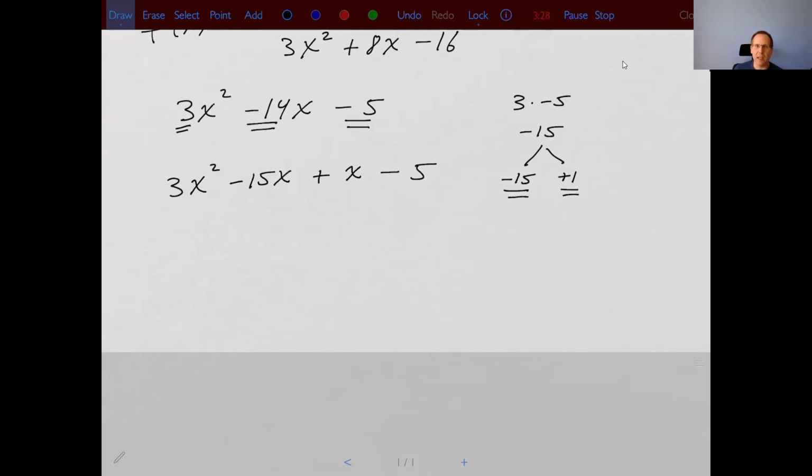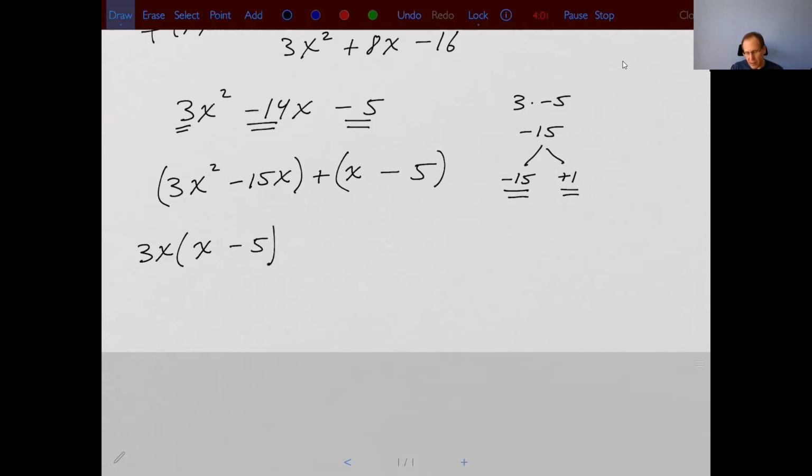Now what we can do is factor by grouping. So I group the first two terms together. I group the last two terms together. And I factor as much as I can out of that first group. So if I look at the first two terms, 3x squared minus 15x, it looks like a 3x is common, right, to both terms. So I can pull out a 3x. And I'm left with x. So 3x times x gives me 3x squared. And what else? I guess a negative 5.